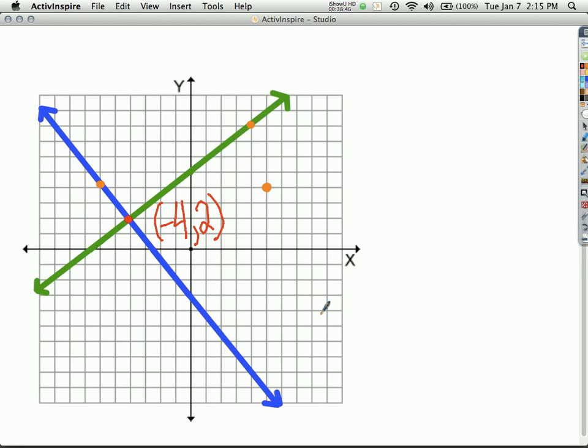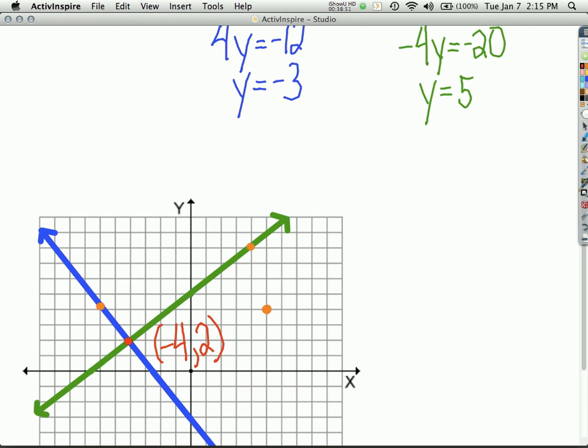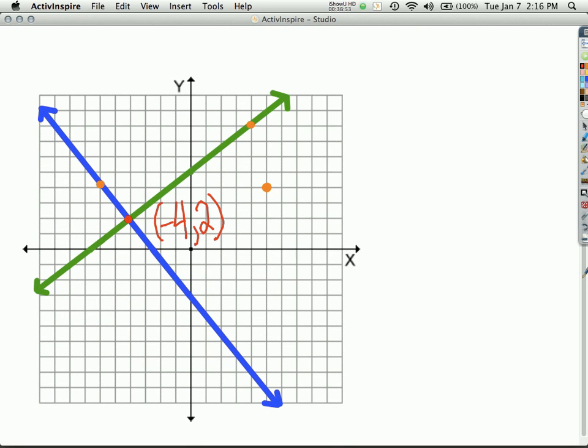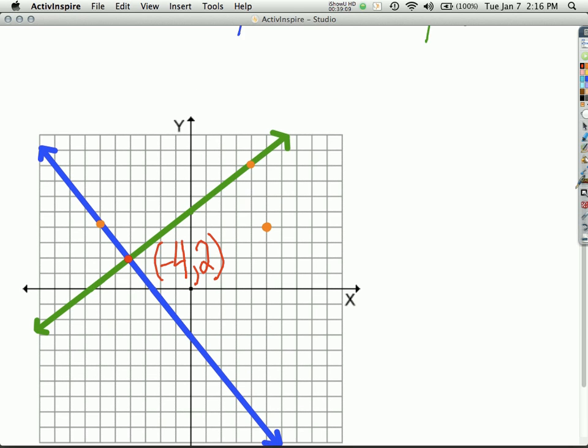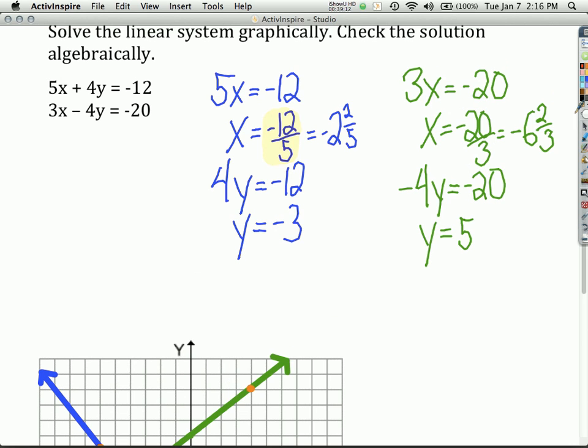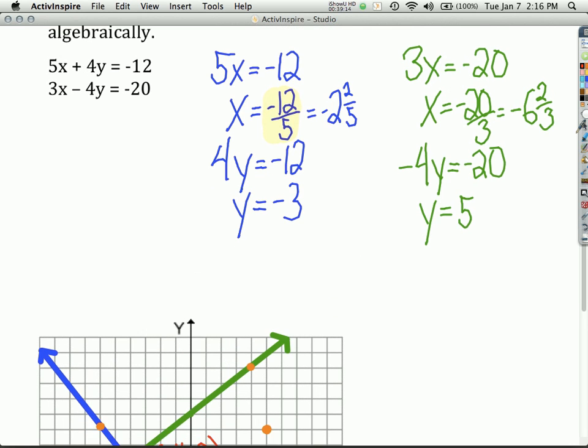But before we pat ourselves on the back and do a little cheer, we need to check and make sure that that's the right point. Because again, if our lines are accidentally off a little bit, maybe it was supposed to cross over here. Or maybe the blue line was supposed to be over here. Or maybe the green line was supposed to be a little bit down here. So it's hard to know if we got it right. So we're going to check it, and we're going to plug the coordinates back into the original system.